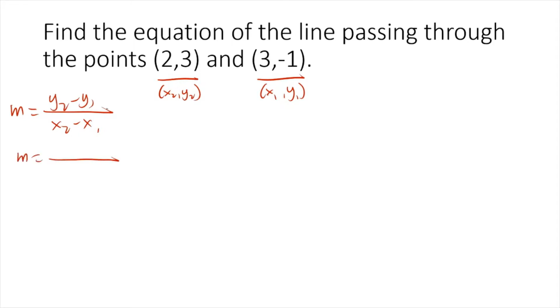Okay, so y sub 2 is 3 minus y sub 1. Y sub 1 in this case is -1. So minus -1 becomes +1, and then x sub 2. X sub 2 is 2 minus x sub 1. X sub 1 is 3. So our slope is what? 3 plus 1, that's 4. And then 2 minus 3, that's -1. Therefore, our slope is -4.